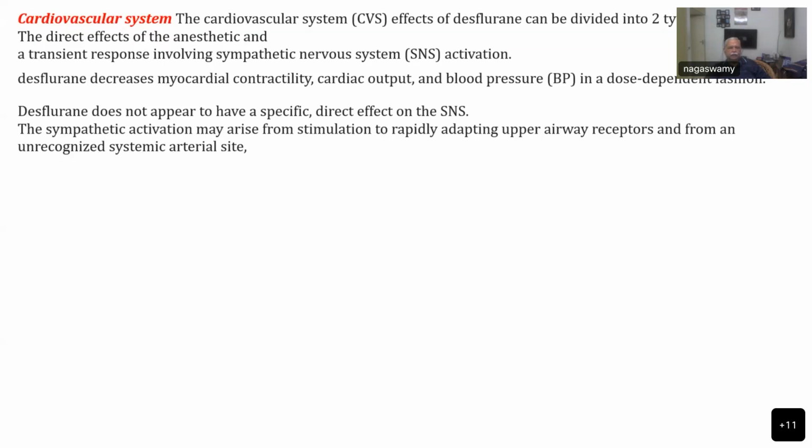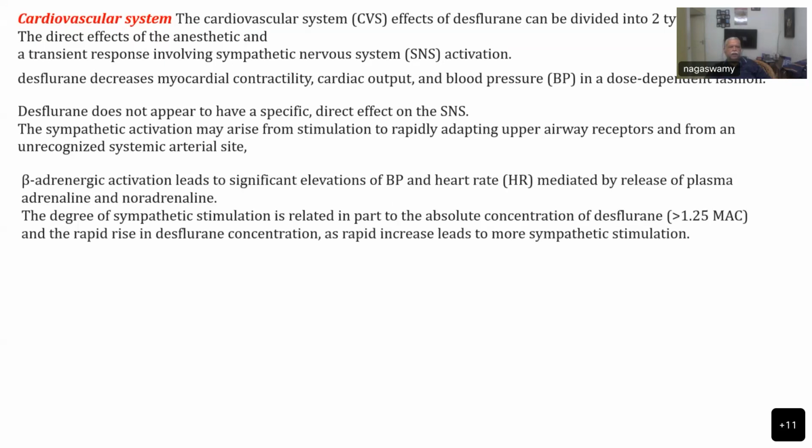The sympathetic activation may arise from stimulation of rapidly adapting upper airway receptors and from an unrecognized systemic arterial site. Beta adrenergic activation leads to significant elevations of BP and heart rate mediated by plasma adrenaline and noradrenaline release. The degree of sympathetic stimulation is related in part to absolute concentration, so to the more rapid rise. If you quickly increase the percentage of Desflurane, then you can have an increased stimulation of the sympathetic nervous system. Whereas if you do it in a slower fashion, this is very much reduced.